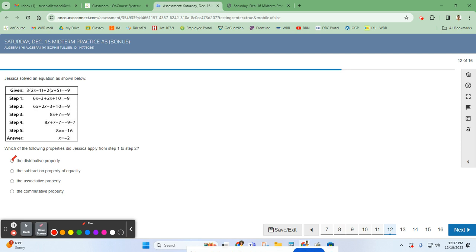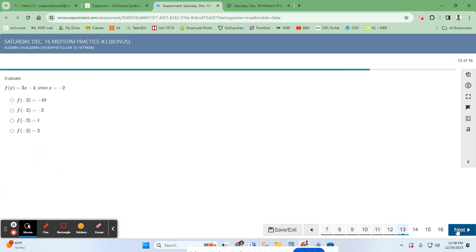Okay, from step 1 to step 2, she moved the order. That would be the commutative property when you switch the order. So she moved it so that the -3 was over here by 10 and that the x was together. And that's the commutative property of addition. You're allowed to move things that you're adding. It doesn't matter if it's 2 plus 3 or 3 plus 2.